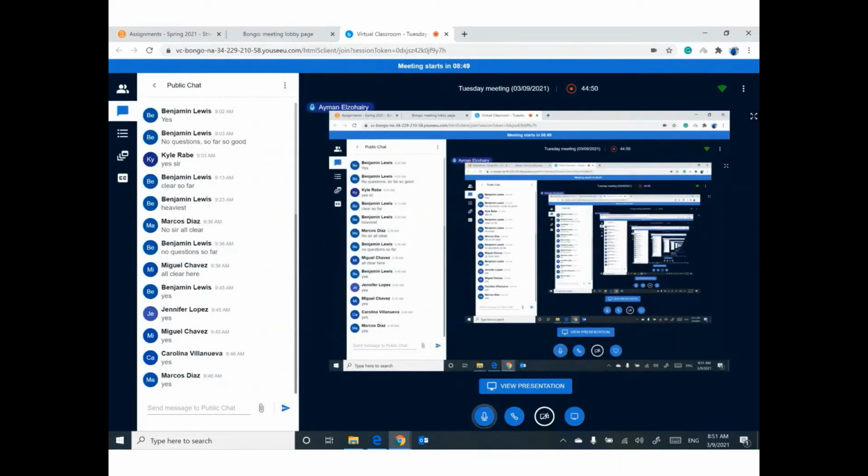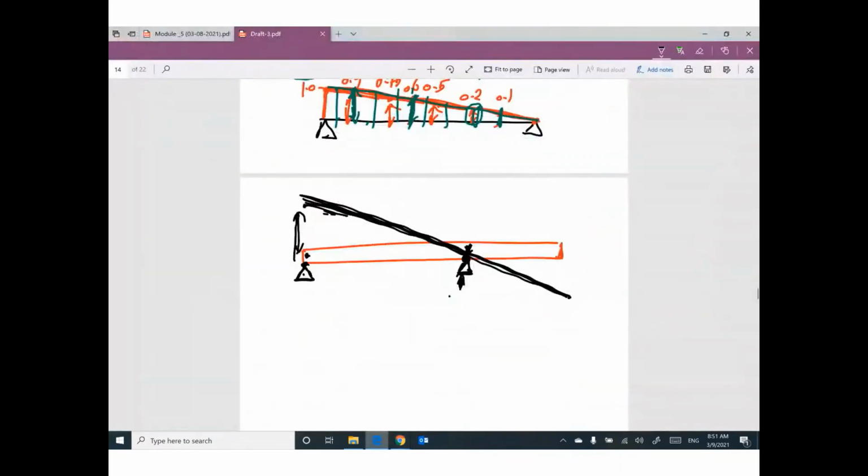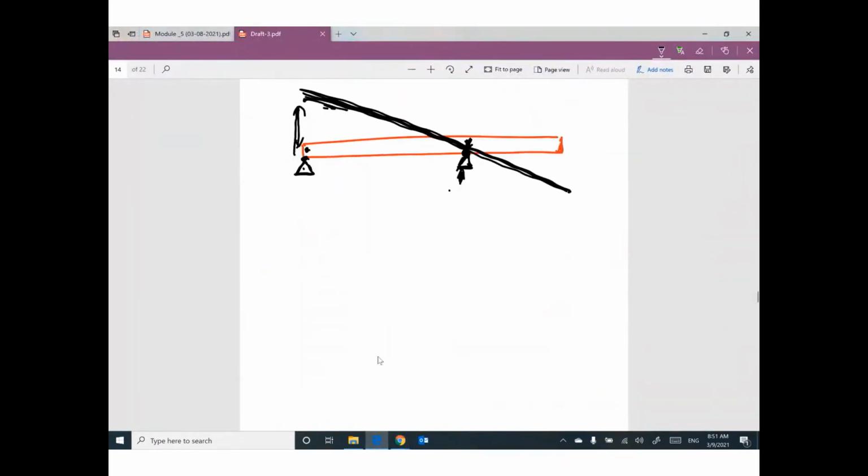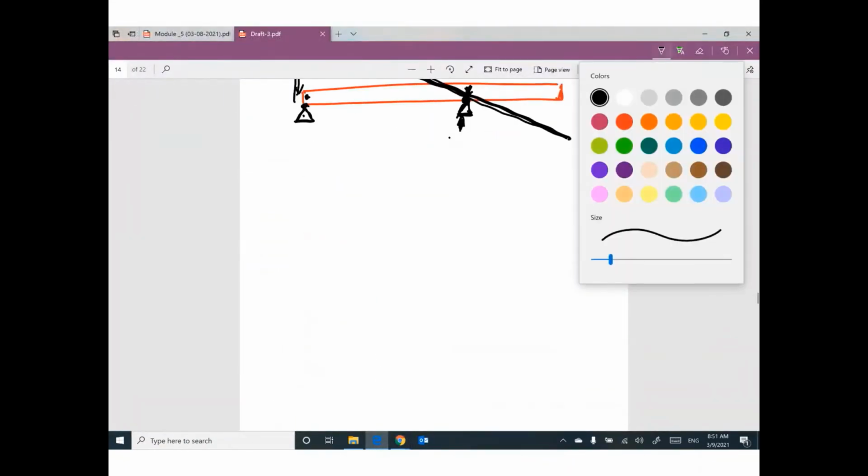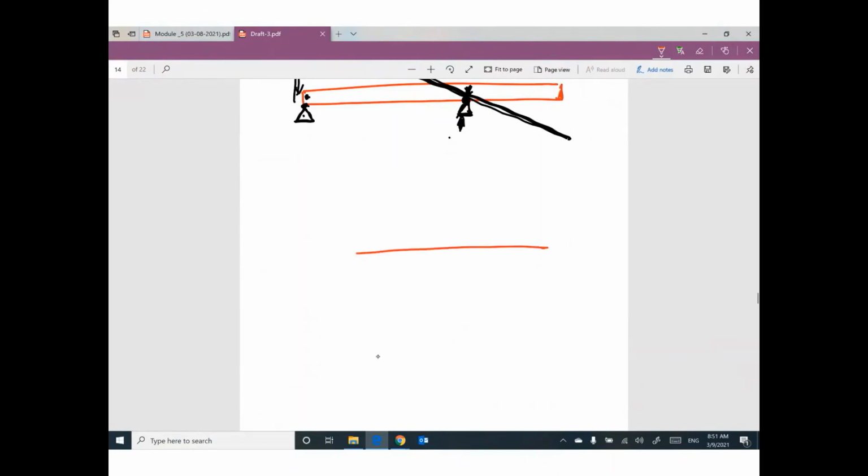So what's going on? One more experiment. If you have a piece of wood or stick, you are supporting it, putting this end on your left hand and this intermediate point on your right hand.